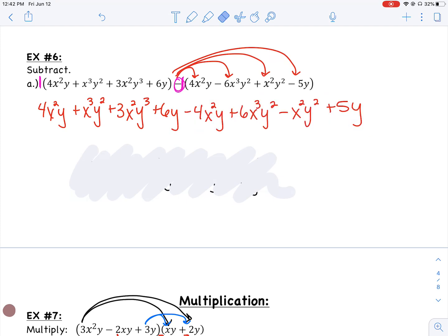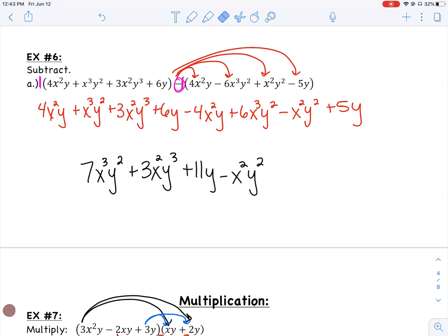So now I have a negative 4x squared y, a positive 6x cubed y squared, a negative x squared y squared, and a positive 5y. Now I have a big old long polynomial with lots of different variables. I want to make sure that I combine my like terms. Find all of your like terms and then combine those and see if you get the same answer as I do. I ended up with a final answer of 7x cubed y squared, a positive 3x squared y cubed, a plus 11y, and then a negative x squared y squared. Hopefully you got the same four terms I did. They look exactly the same, with the same signs and the same variables.